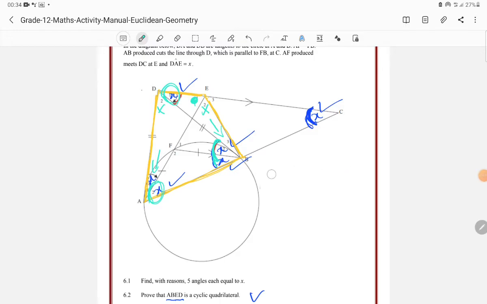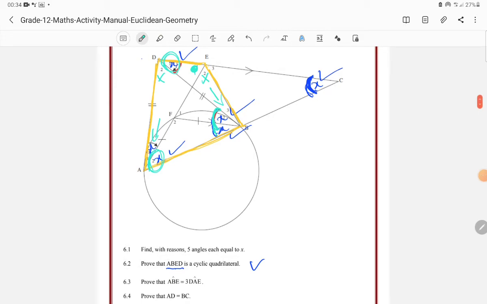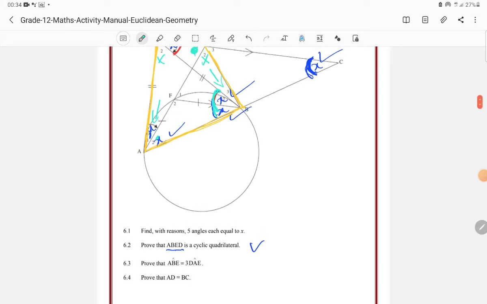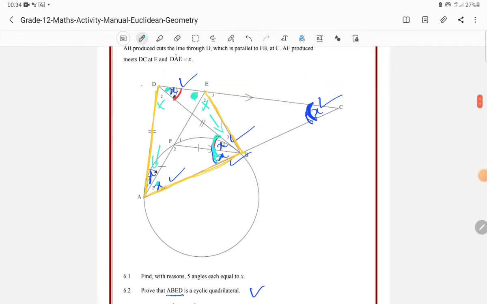We are done with 6.2 because we are able to prove that this is a cyclic quadrilateral, because D1, which is this angle, is equal to that one. We just proved that. Now let's prove that ABE is equal to 3DAE. So ABE, where is A? Let me rub everything else so that I don't get confused.